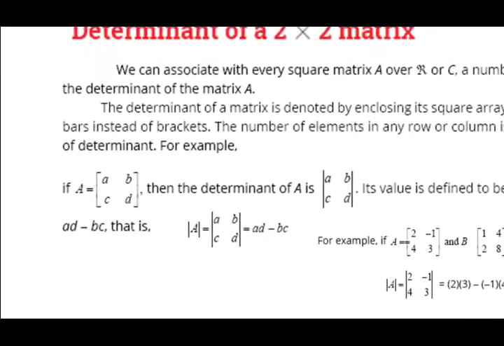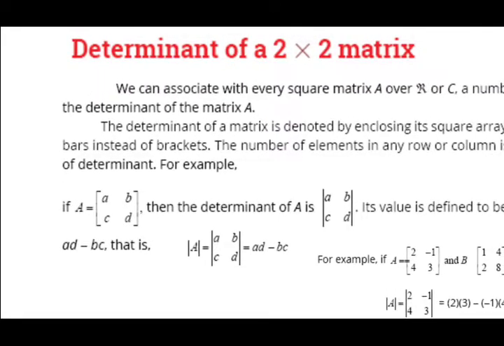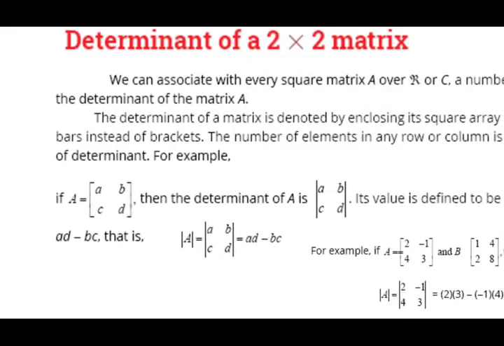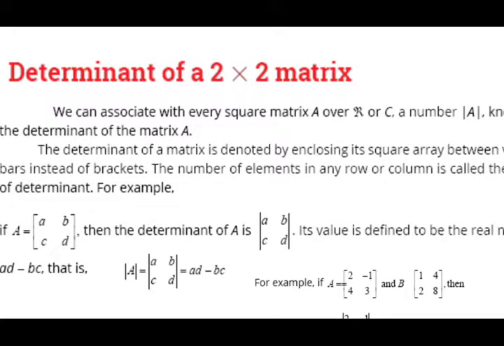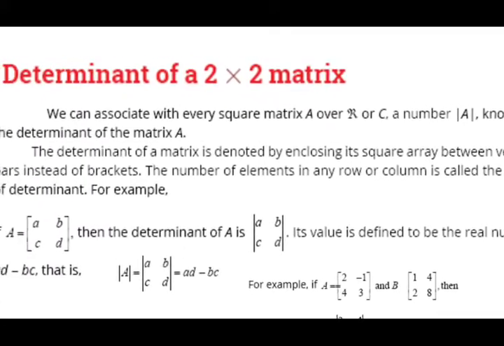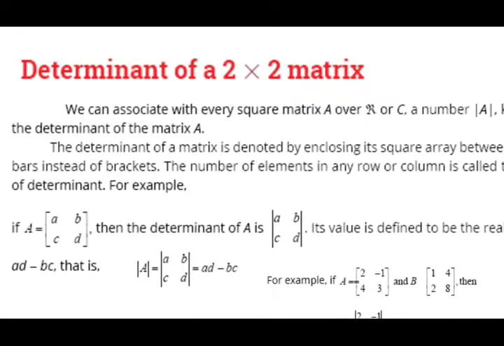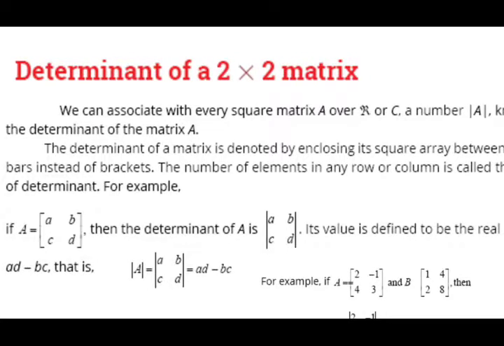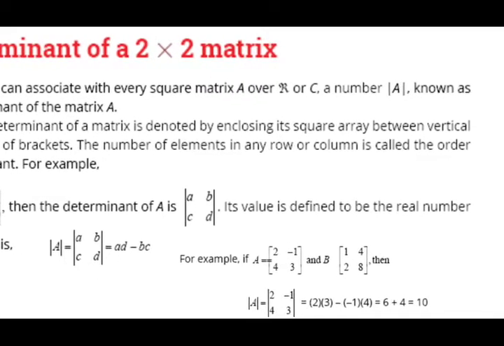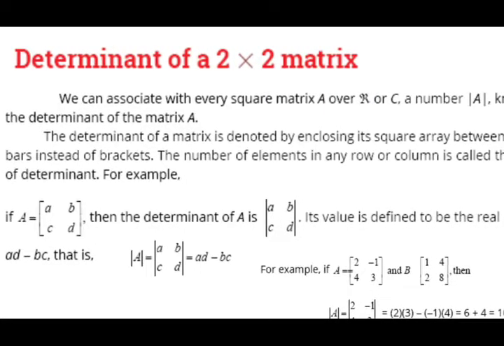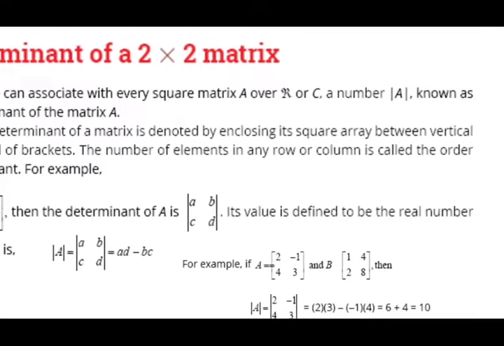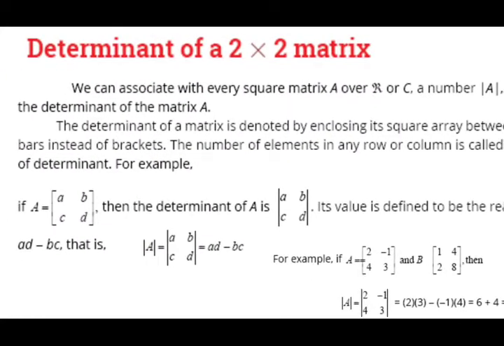Now another important point is the determinant of a 2 cross 2 matrix. We can associate with every square matrix A over R or C, real or complex numbers, a number known as |A|. This magnitude is called the determinant of matrix A. The determinant of a matrix is noted by enclosing its square array between vertical bars instead of brackets. The number of elements in any row or column is called the order of the determinant.